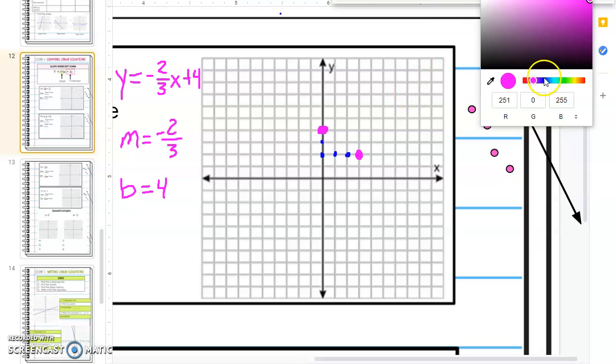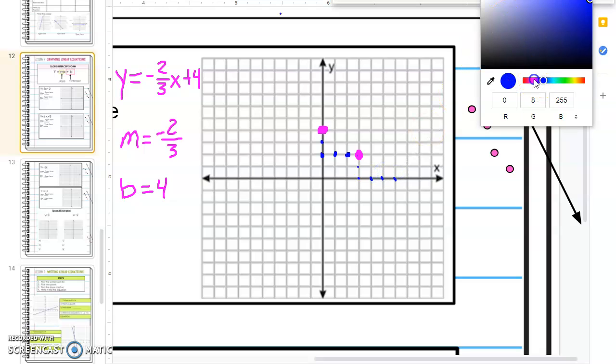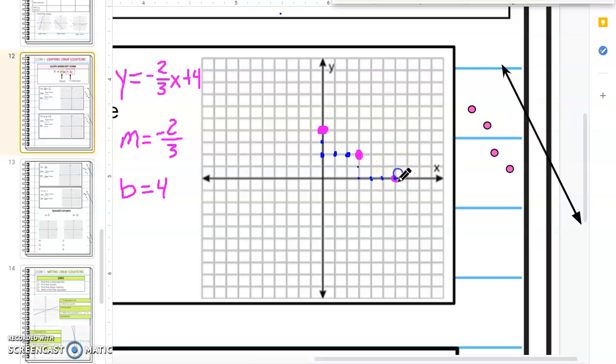And I'm going to do this one more time to get 3 nice good points. So from this point, I'm going to go down 2, 1, 2, and then over 3, 1, 2, 3. And then I'm going to put my next point right there. And now I have my 3 points for my line. So I can connect these dots and make my line.